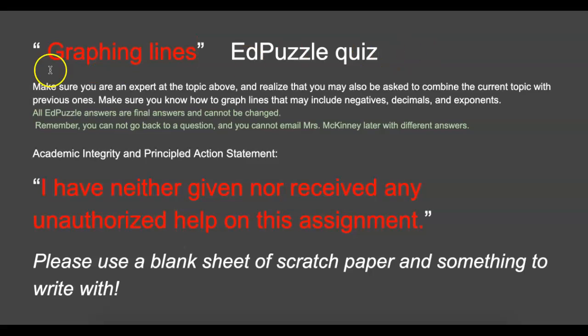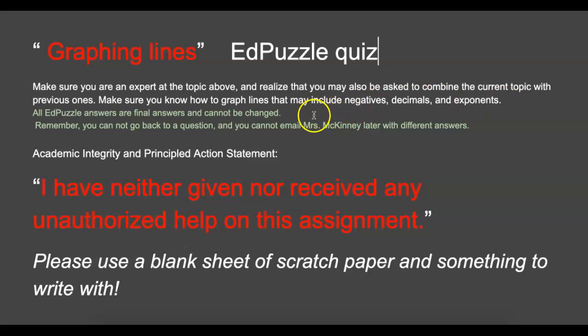Hello, darlings. This is your Graphing Lines Edpuzzle quiz. And we want to make sure that you're an expert at graphing lines. You know what y equals mx plus b means, all that kind of stuff. Also keep in mind, I can include negatives, decimals, and exponents in here. So make sure you know how to work with those as well.